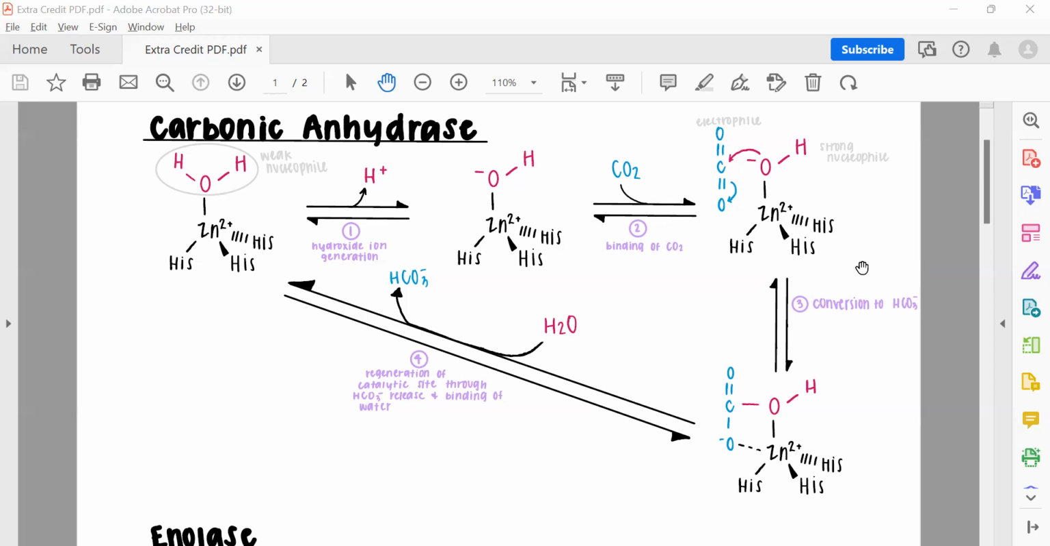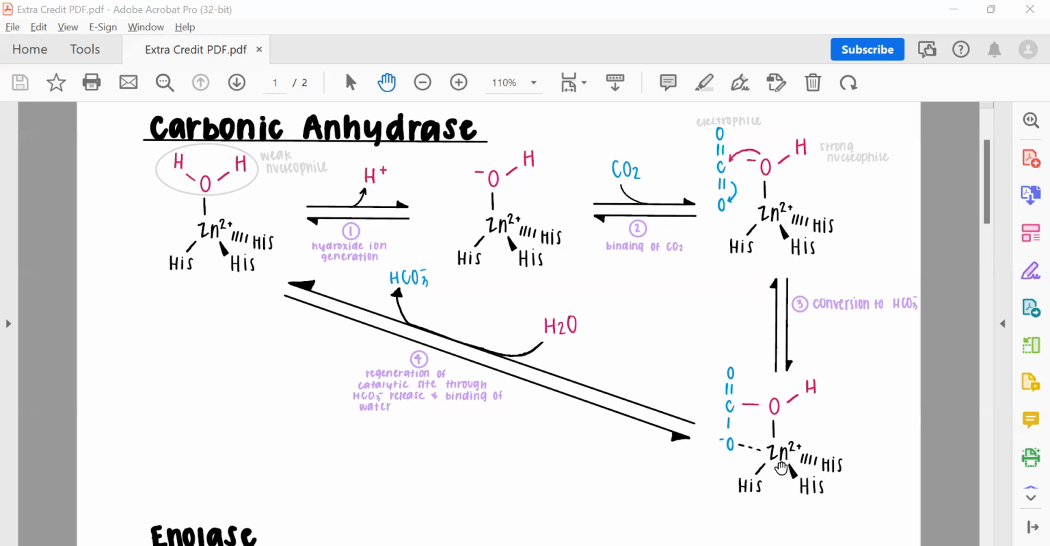In the next step, we have the conversion to hydrogen bicarbonate. So this occurs with, as we mentioned before, this oxygen is now bound to this carbon, and this oxygen here has a negative charge, the one that is also bound to the carbon. This generates that hydrogen bicarbonate, but this is stabilized and held together through that zinc 2+ ion.